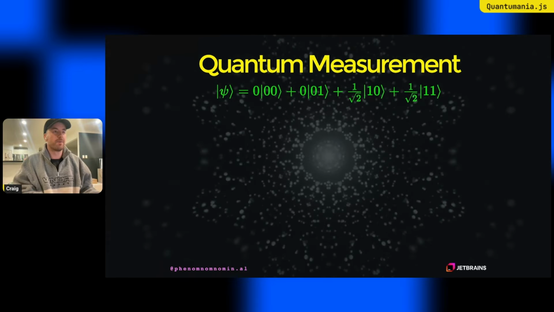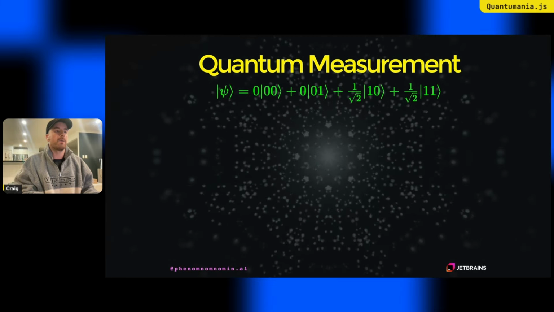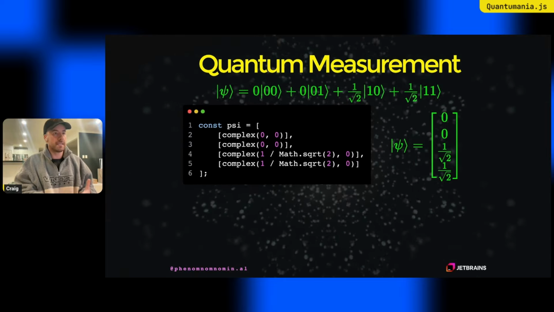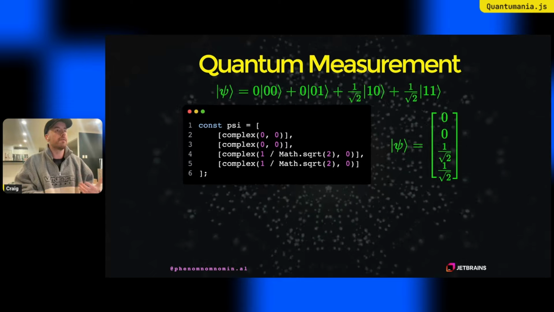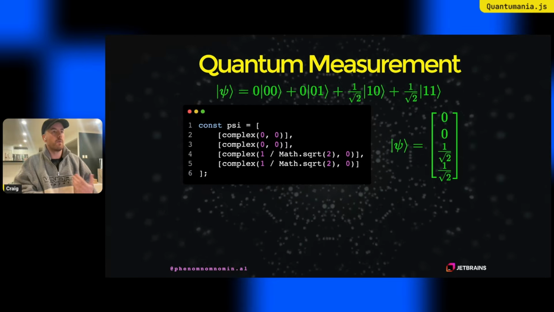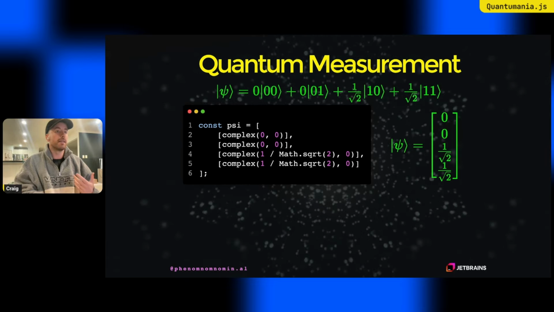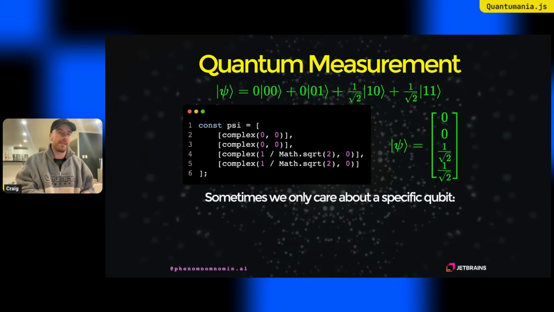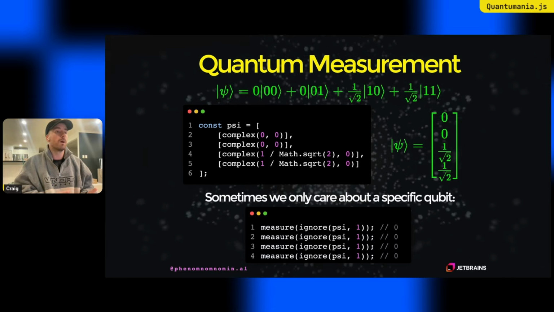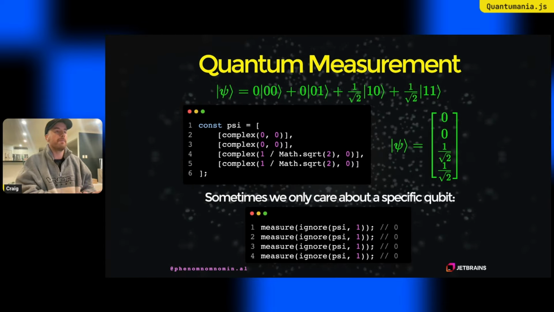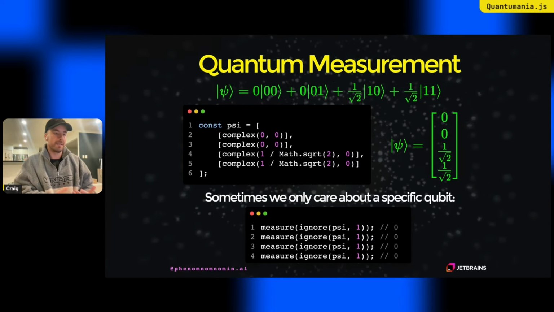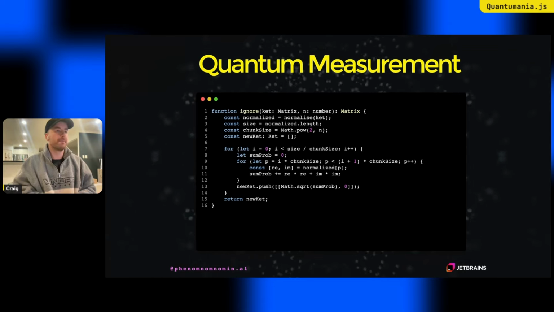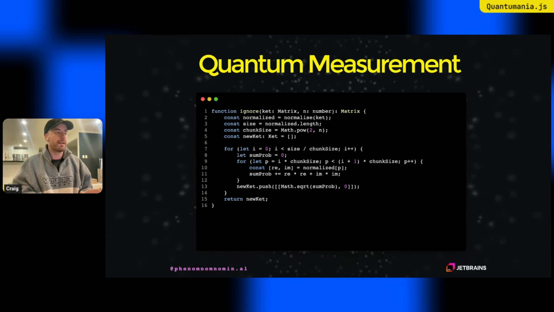Oh, here's one more example of this where we might only want to care about a specific qubit. So in this case, we've got a 2-qubit system where the probabilities of getting 0 or 1 are 0, and the probabilities of getting 2 or 3 are 1 over square root 2, which again converts into 0.5 probability. Sometimes we don't care about that second qubit though, and specifically in some of the algorithms we're going to talk about. And so if I was to ignore everything after the first qubit, I would only measure the first qubit and I would always get a 0 back. That's going to be important a bit later. The ignore function looks a little bit like this. Again, don't worry about the implementation too much, but it's basically saying, don't worry about everything that comes after the first qubit.